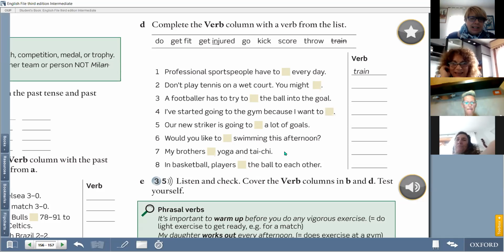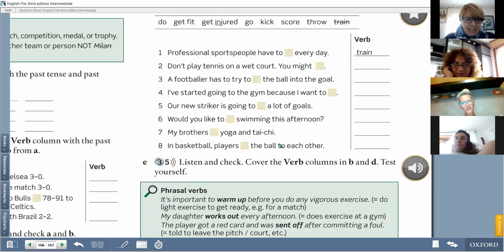In basketball, players threw the ball to each other. Yes, throw. Do you know the paradigm of throw? To throw, threw, thrown. Like draw, drew, drawn. It's the same modality, more or less.